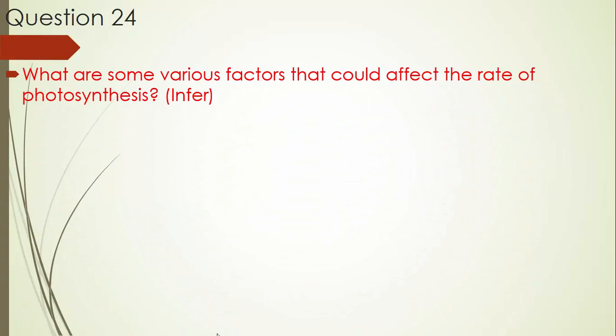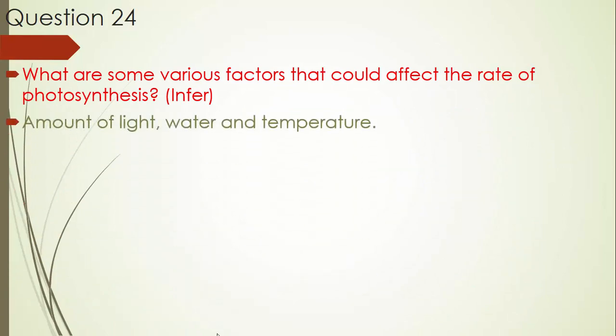All right, number 24, what are some various factors that could affect the rate of photosynthesis? There are 3: the amount of light, water, and temperature. Those are the 3 that you need to know.